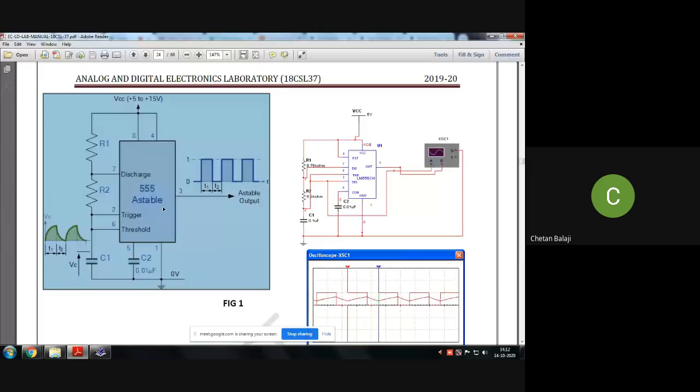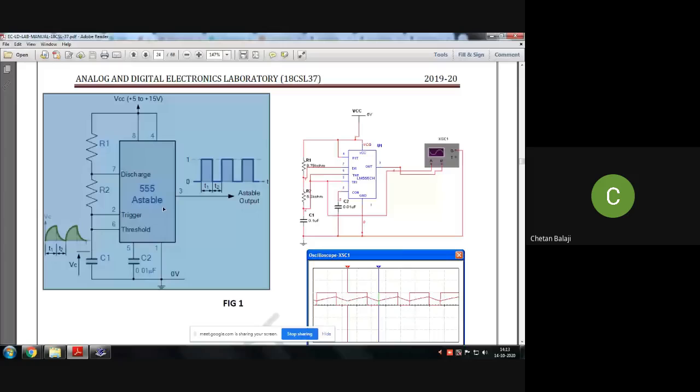There are two types of ICs in this world, analog IC and digital IC. Analog IC is one which takes analog inputs. Digital IC is one which takes digital inputs, in the form of ones and zeros. Examples of digital ICs are your basic logic gates, AND gate, NAND gate and all other gates. Whereas op-amp, operational amplifier, and 555 timer IC, these two are the analog ICs.